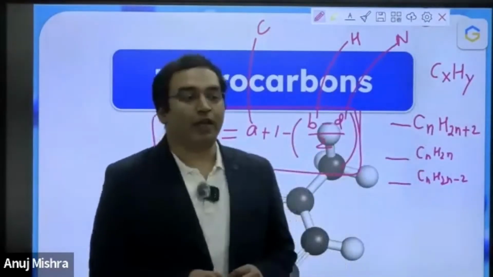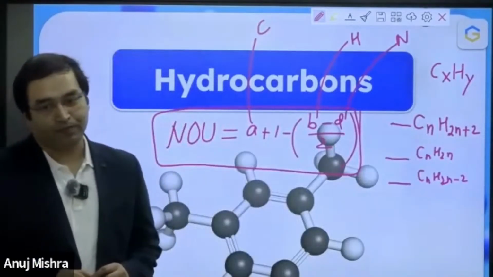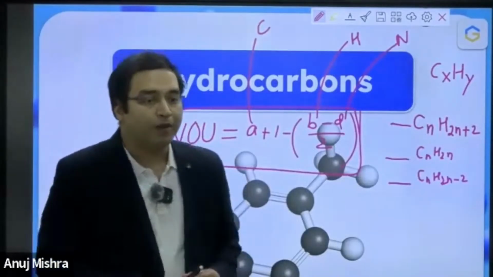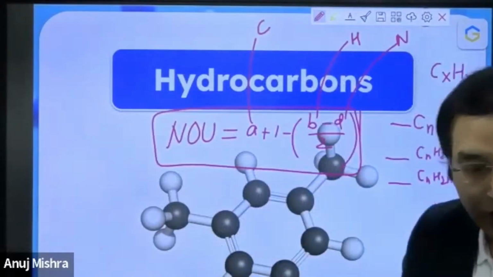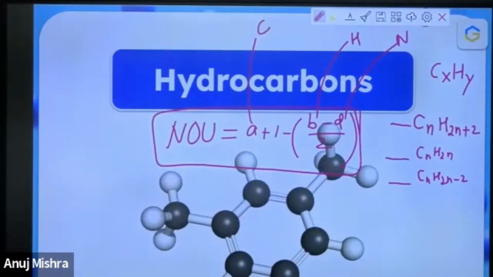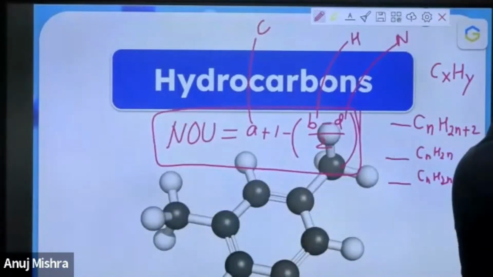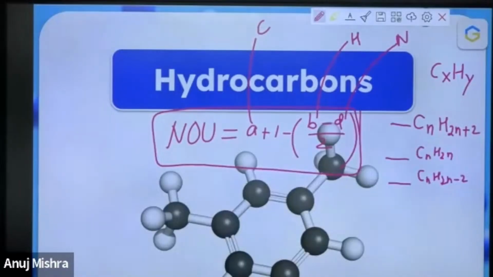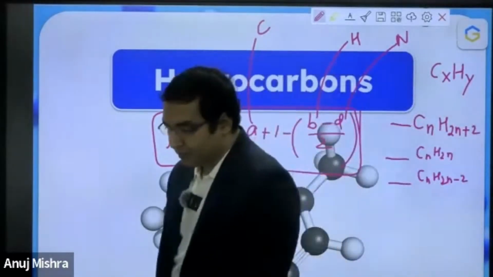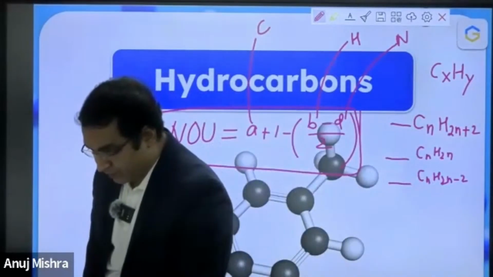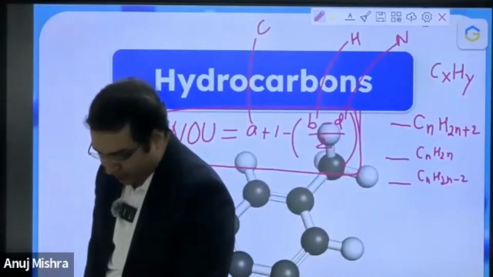For CnH2n plus 2, tell me how many unsaturations come up. If you applied it for this case, how many unsaturations come up? 0. Very good. Next case, do it for CnH2n and also for CnH2n minus 2. CnH2n, how much is it coming? And CnH2n minus 2, how much is it coming? 2. Very good. Is it clear? Any confusion in this part? Akshay, is it clear? Yes.